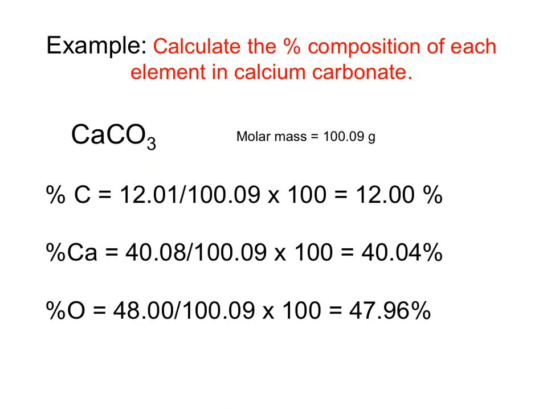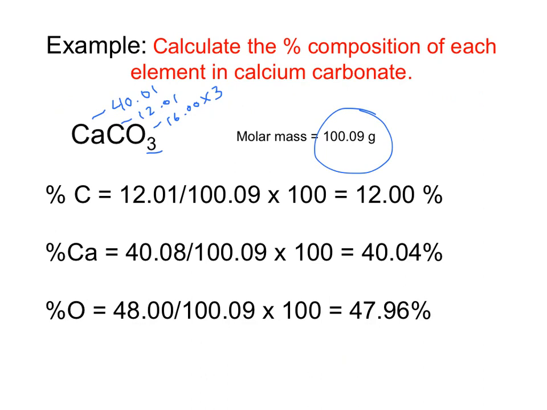Knowing that formula, we can now calculate the molar mass. Remember that calcium, if you go to the periodic table, has a mass of 40.01 grams per mole. Carbon, 12.01 grams per mole, and oxygen, 16 grams per mole. We're going to multiply that by 3 because of the subscript. That gives us a grand total of 100.09 grams.